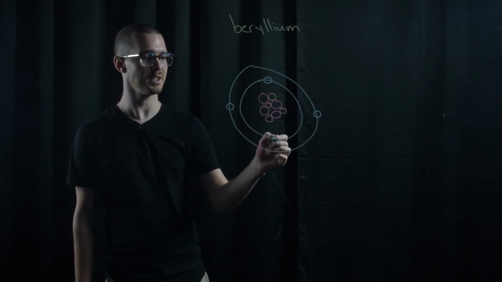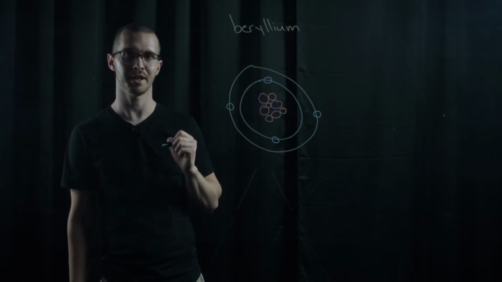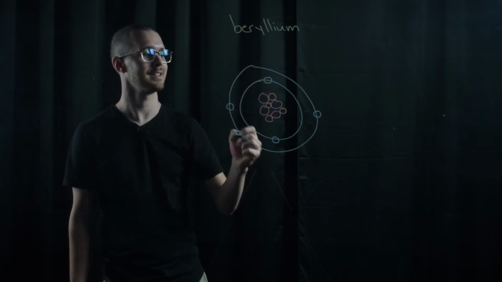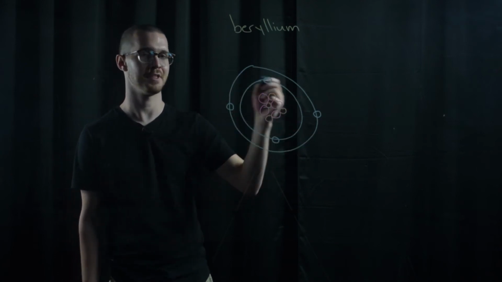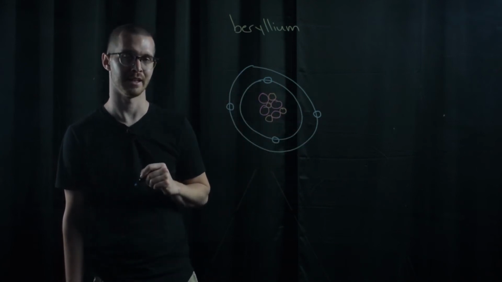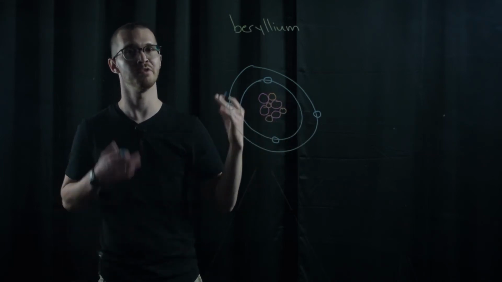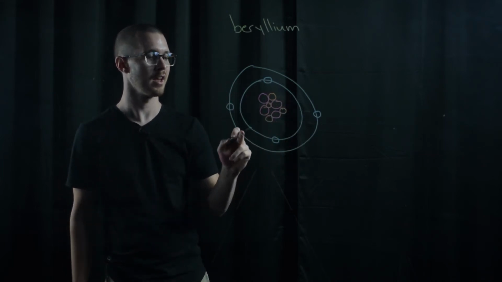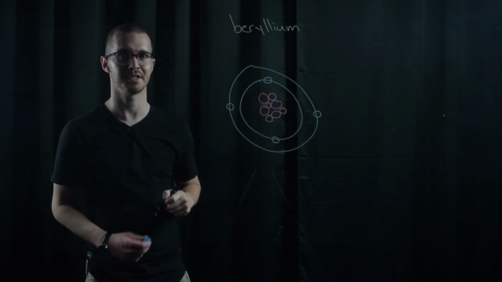Now, we said that only 2 electrons could fit in this first energy level, but if we had more electrons, we can fit up to 8 electrons in our second energy level. In fact, every energy level after that we can fit up to 8 electrons. Now, it's important that we fill each energy level before we move on to the next one. We didn't draw this second energy level until we had filled up the first one. So let's look at another example.